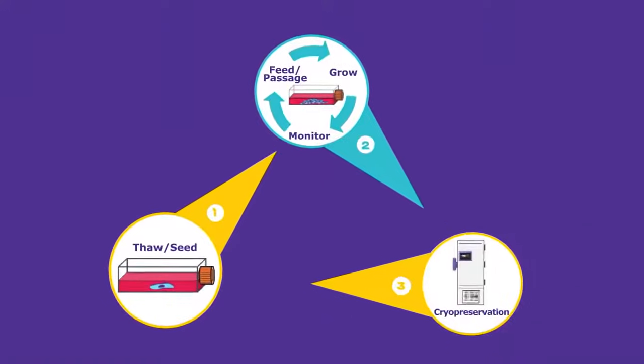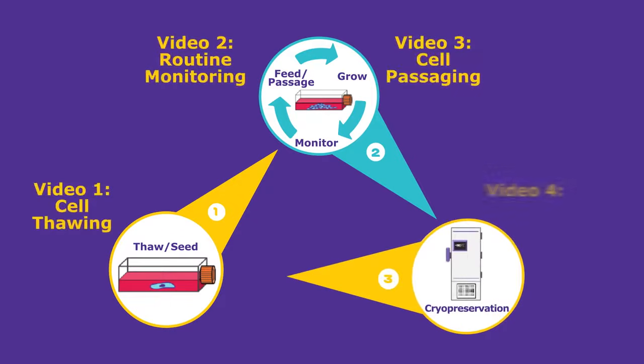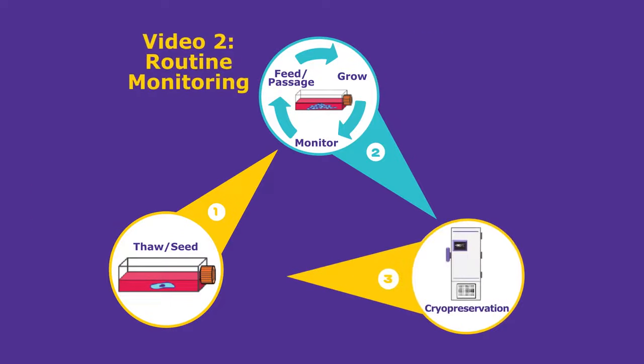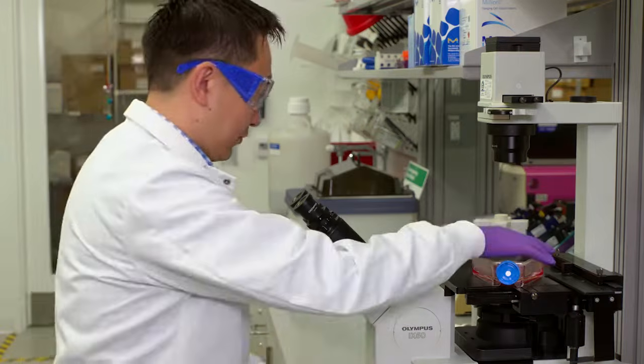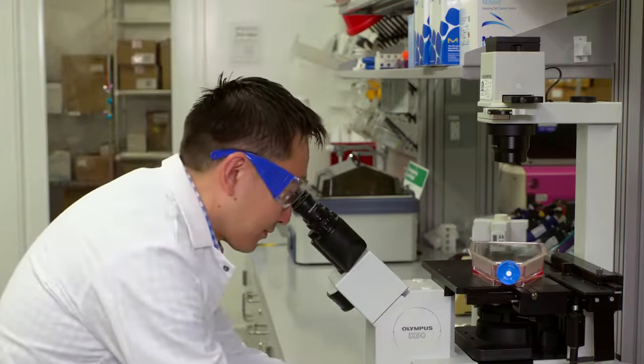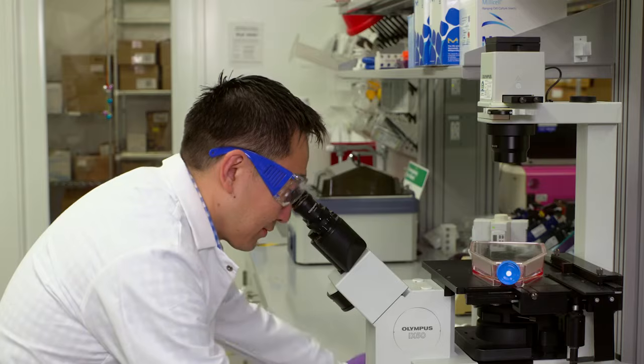Tissue culturing can be broadly divided into the following 4 steps. For this video, we'll cover what we call the routine monitoring step of tissue culturing that is often performed on a daily basis. Let's start by going over overall monitoring of healthy cells. Please take a closer look.